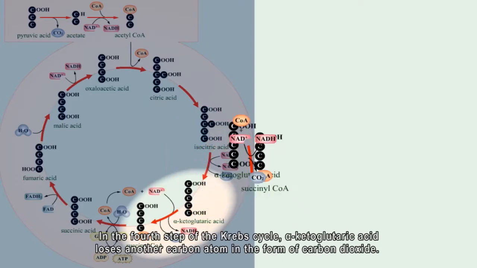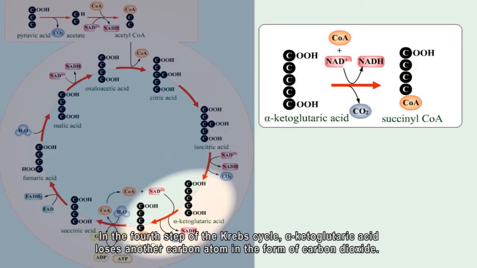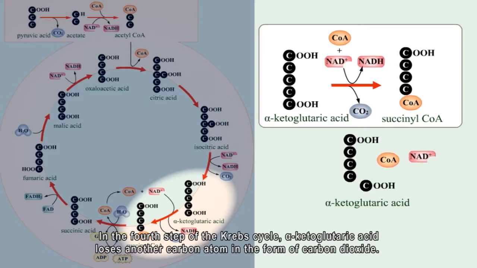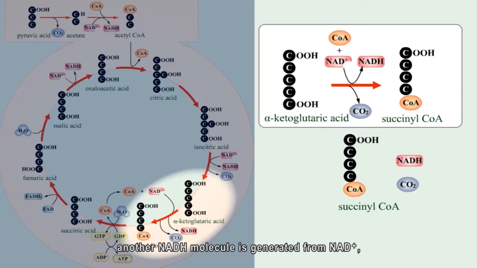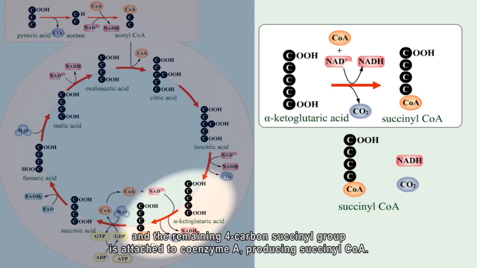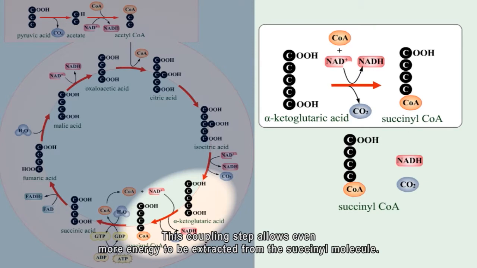In the fourth step of the Krebs cycle, alpha-ketoglutaric acid loses another carbon atom in the form of carbon dioxide. Since the loss of a carbon dioxide molecule is accompanied by a large release of energy, another NADH molecule is generated from NAD, and the remaining 4-carbon succinyl group is attached to coenzyme A, producing succinyl-CoA. This coupling step allows even more energy to be extracted from the succinyl molecule.